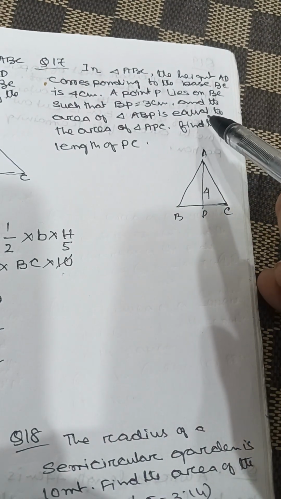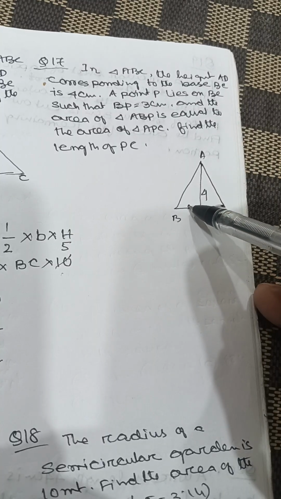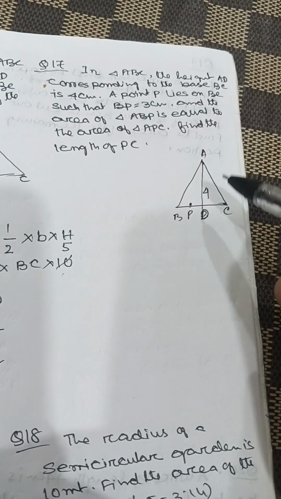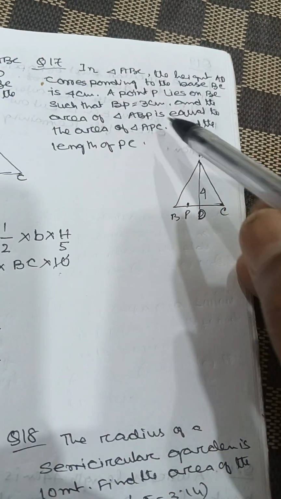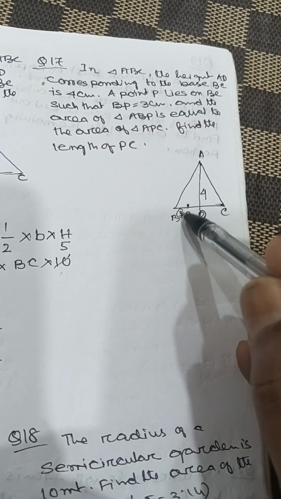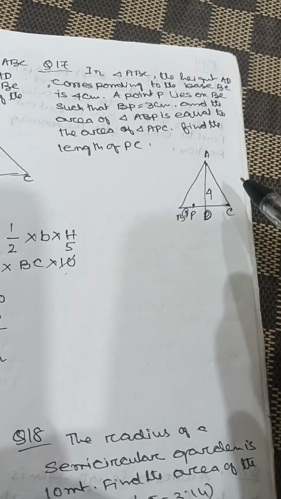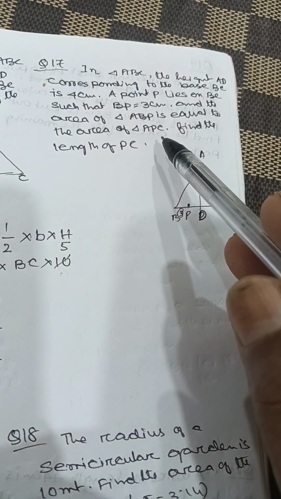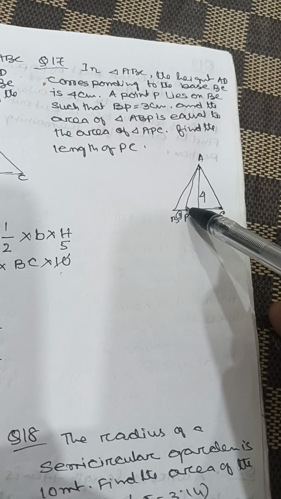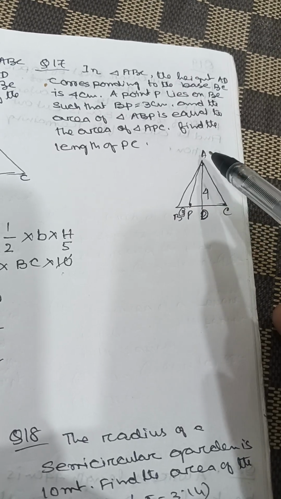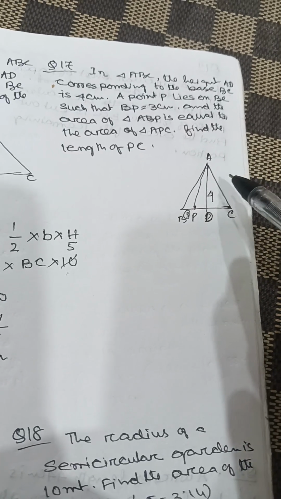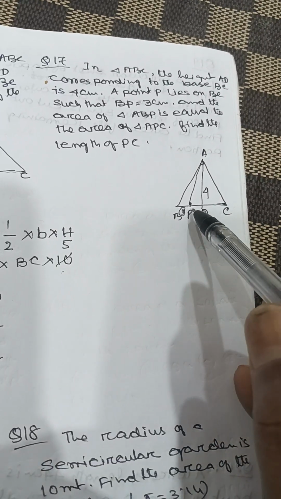A point P lies on BC. You see, suppose P is a point, it lies on BC, such that BP equal to 3 centimeter. This BP is 3. BP is 3 centimeter, and the area of the triangle ABP is equal to the area of triangle APC. Find the length of PC. We have to find the length of PC.